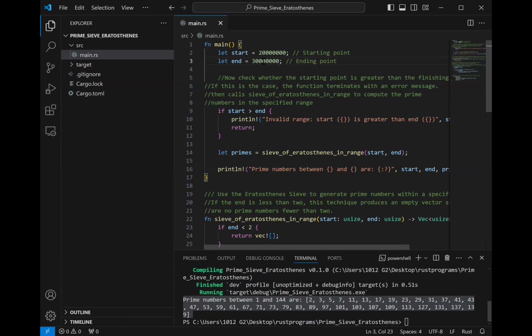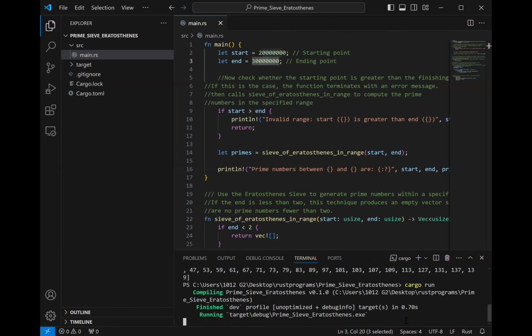This is a very small number. 30 million. Okay, we'll again try and give it a larger number than that. Let's just see what it gives us. So this one is slightly large.